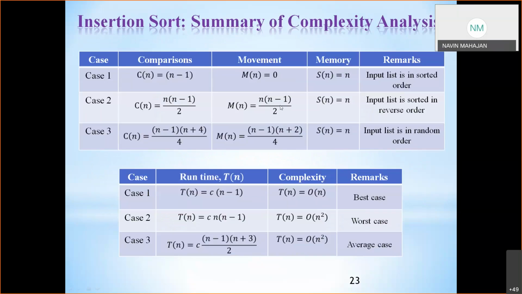So this is like this. These are the final comparison statements. If the list is already sorted, insertion sort will take n minus 1 comparisons. If it is reverse order, we'll take n square minus n by 2. If it is the average case, random values, then we will take n minus 1 into n plus 4 divided by 4. Okay, so again n square is there, you have to remove those constants. So out of this, we have to consider only O of n, O of n square, again O of n square. So that is the case here, O of n square, best case, worst case, and average case.